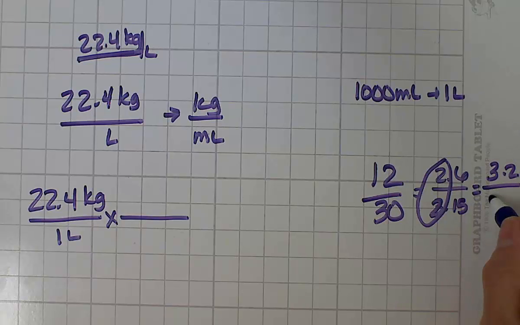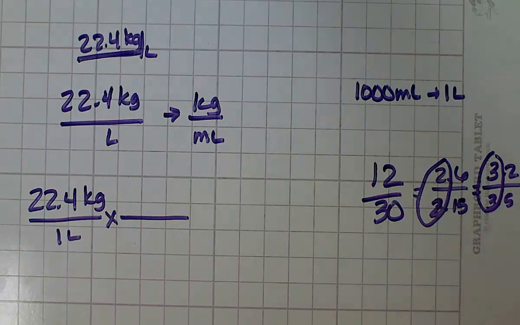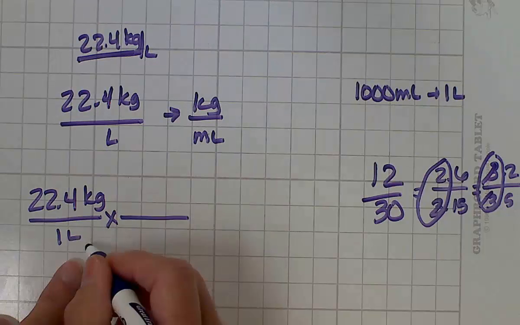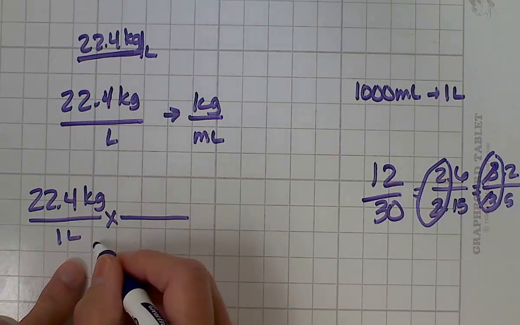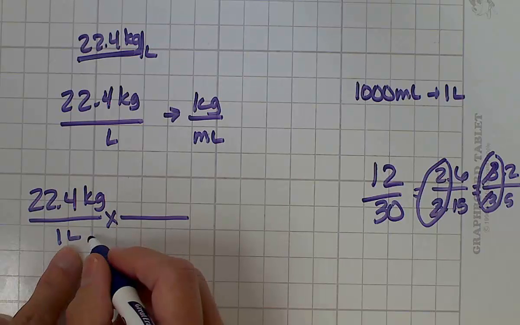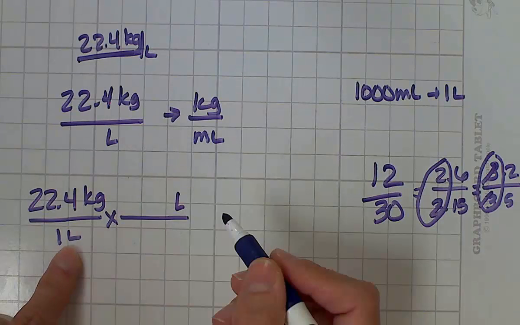And 3 times 5. So now I have a 3 over 3, which is equal to 1. So that's why I can cancel those out, and I end up with 2/5. We're doing the same thing here, only we're using words instead of numbers. So if I have liters in the denominator, to get rid of it, I want liters up here. That's how I'm going to get rid of it.